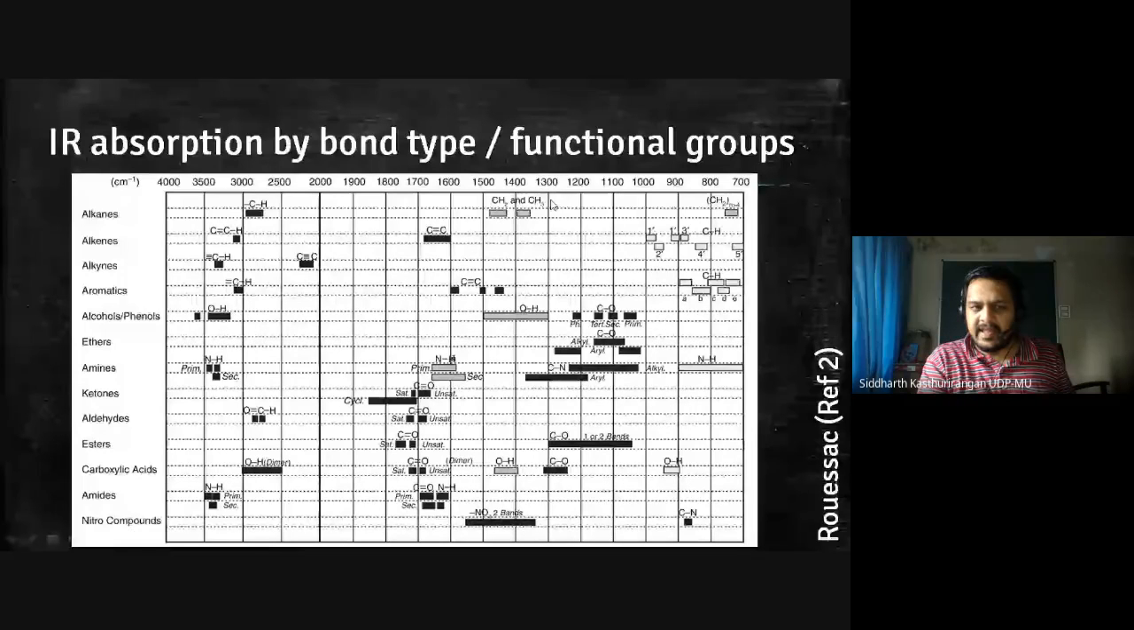So you get bending vibrations, stretching vibrations. If there is a triple bond, then it will come here. If there is an OH group, it will come here. If there is an aldehyde group, it will come here. If there is a carboxylic acid, it will come here.